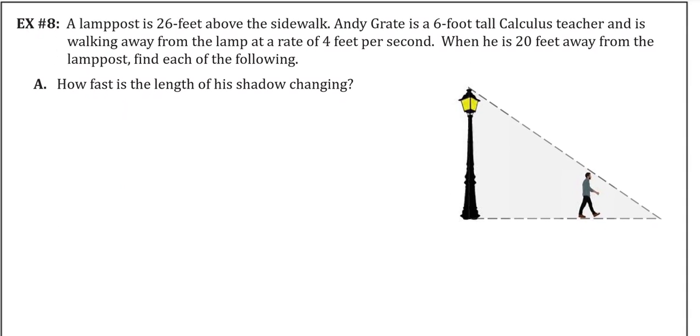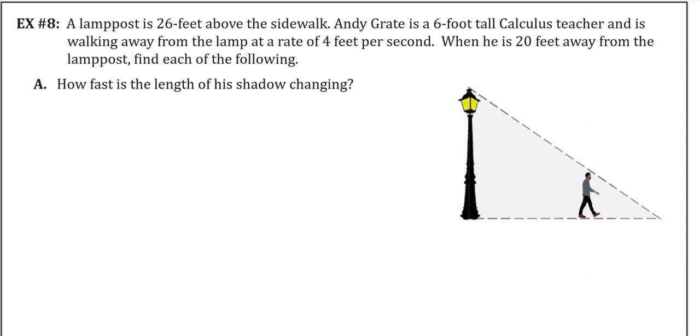Okay, so example 8. A lamppost is 26 feet above the sidewalk. Andy Great is a 6-foot-tall calculus teacher and is walking away from the lamp at a rate of 4 feet per second. Now remember what we said: if you're walking away from the light, your rate of change is growing. If you're walking towards the light, it gets smaller, it'll be negative. When he is 20 feet away from the lamppost, find each of the following.